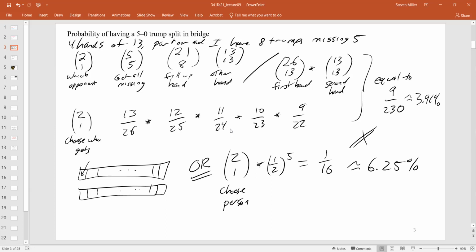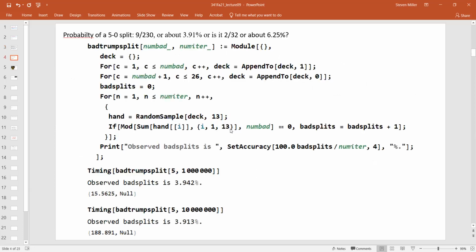So simulate is the way to go. And so I tweaked the code a little bit from last time. In the interest of space, I'm not putting up comments. Again, my deck, I'm going to choose 5 of the numbers to be 1 and all the other ones to be 0, because I only care about is it a trump or not a trump. So I don't really need to store all the information about the deck.